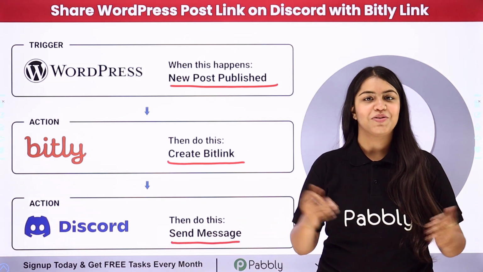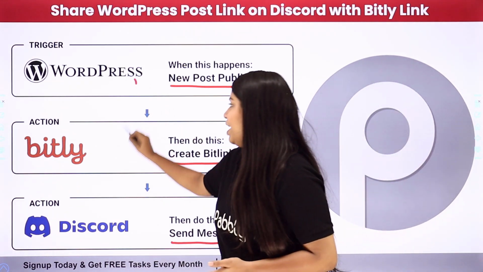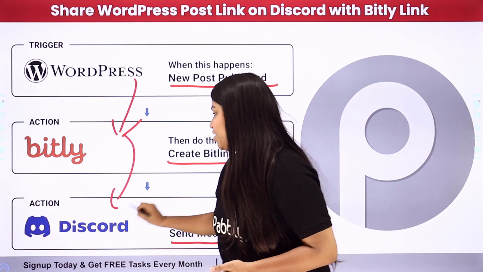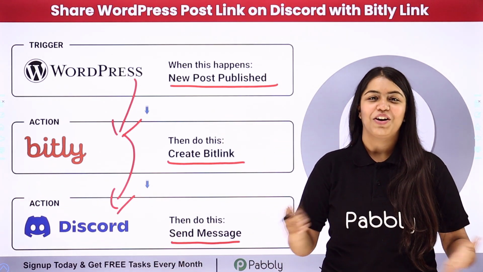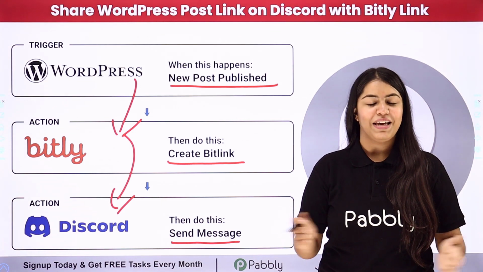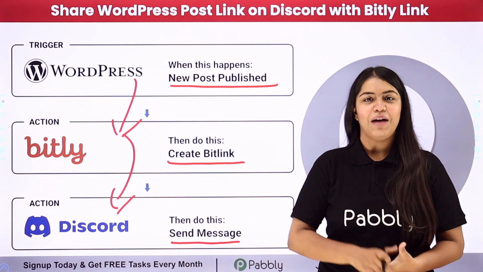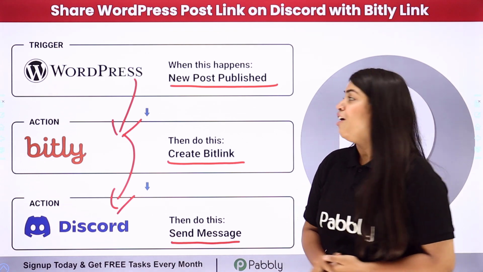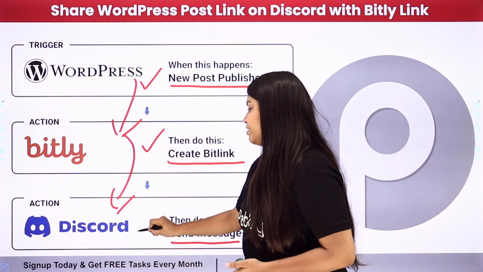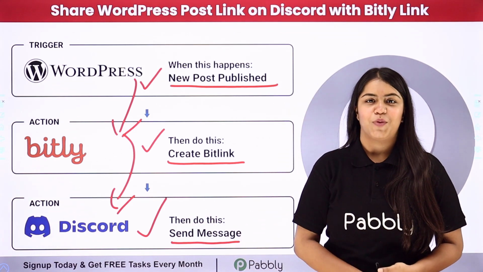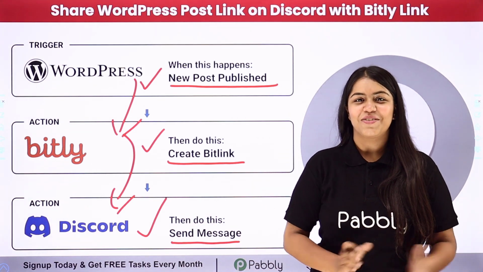To do this, we are going to create a connection between WordPress, bit.ly and then Discord. To create this connection without knowing any programming or coding language, we are going to use Pabbly Connect. It is an amazing automation software. So in Pabbly, you have the concept of trigger and action. For trigger, we are going to use WordPress, and for action, we are using bit.ly and Discord. So if you also wish to learn this process step by step, follow me through the screen.